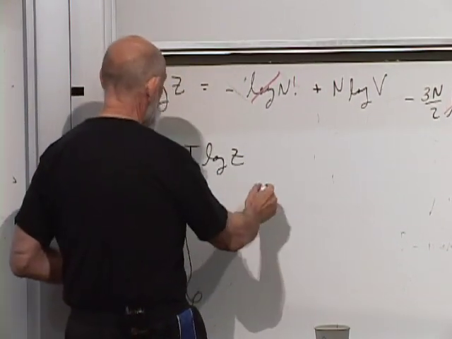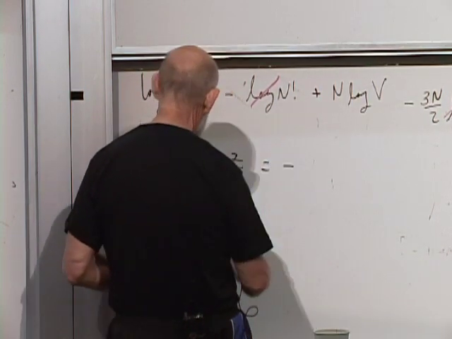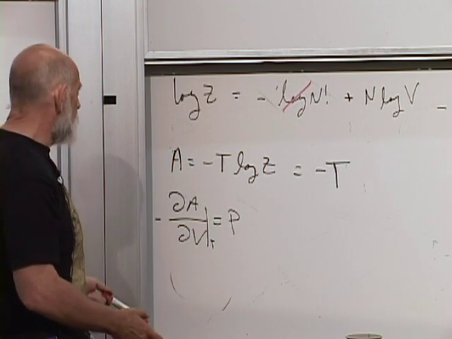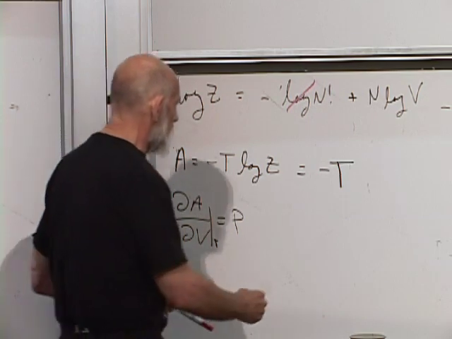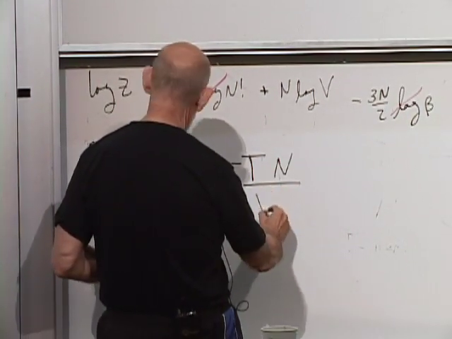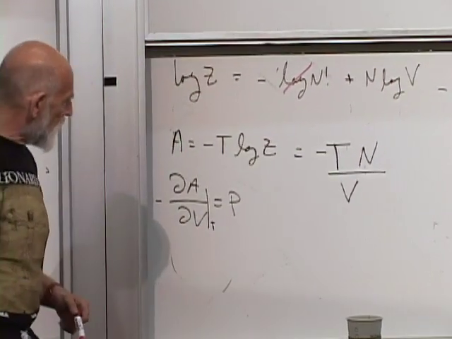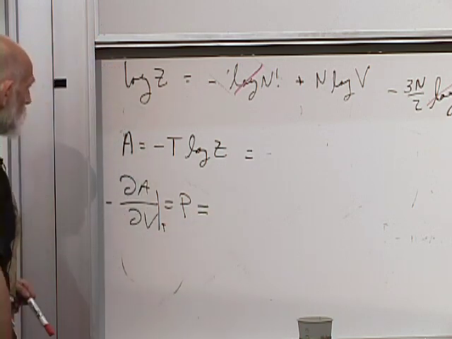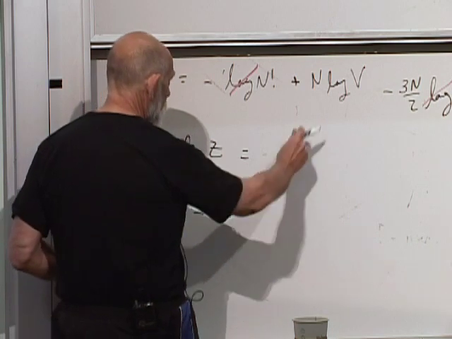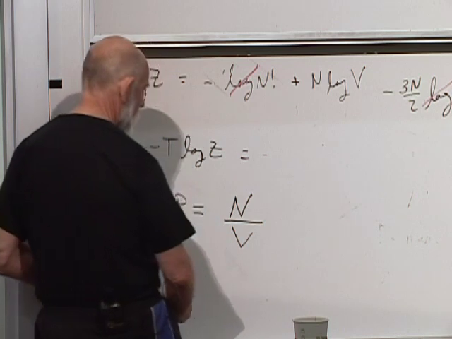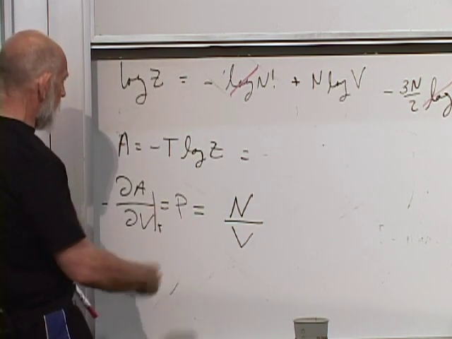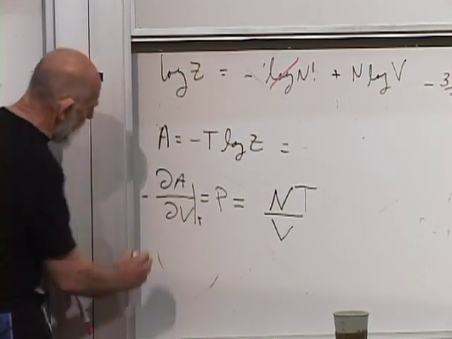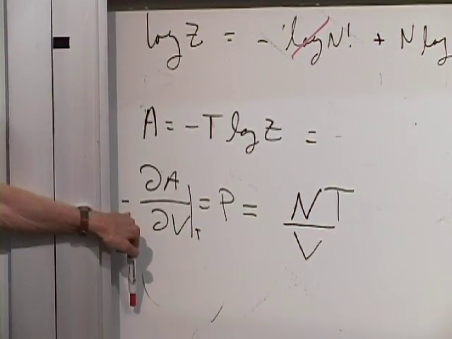Okay, let's see what we get. This is minus T times the derivative of N log V with respect to V. On the next line, this is equal to N over V times T. No minus sign, because there are 2 minus signs. Can everybody see this minus sign over here? There's a minus sign right where my finger is.